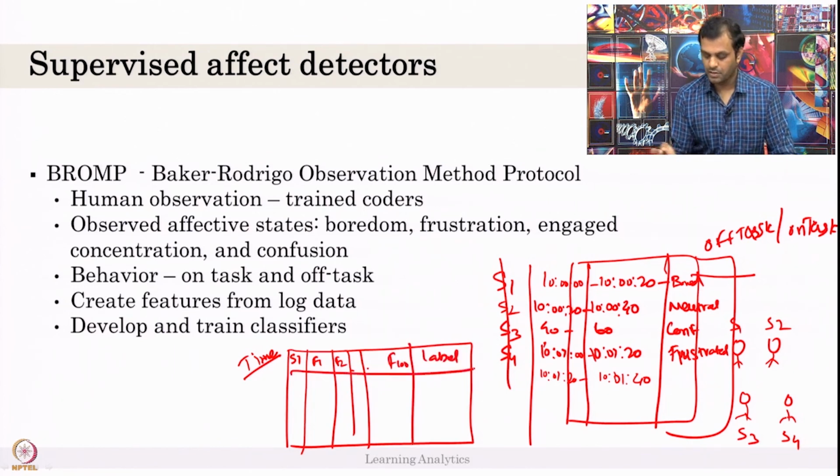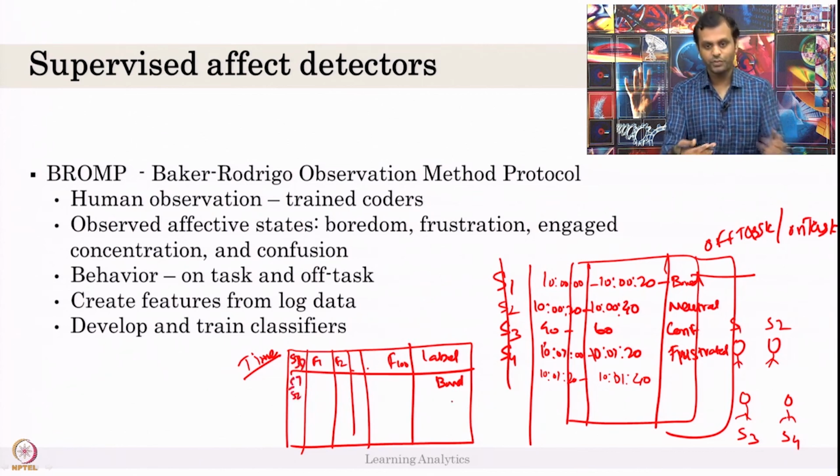The label is the emotion you detected, that is bored. Maybe this is student ID S1, S2. If you create that, it means you need to have at least thousands of observations happen in a real classroom. Then you will have this table. After having this table, you use machine learning classifiers to predict the label from the features, and that's it. That's the whole idea.